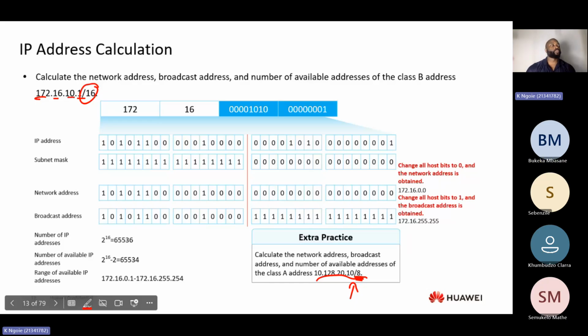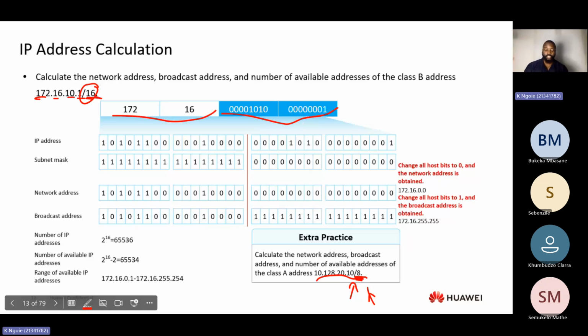No. So here, remember what I just said now. This prefix here means that we have 16 bits for the network. So here it means we're going to have 8 bits for the network. Remember, we have a network ID and a host ID. So in this case, it happened that we had 16 and 16.